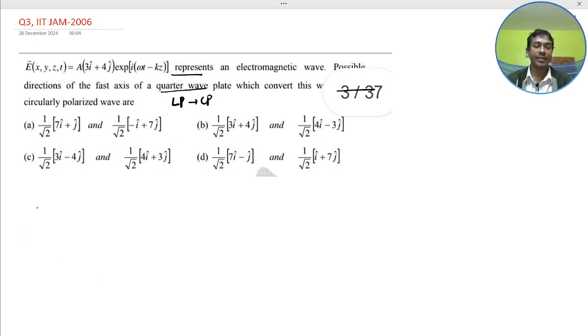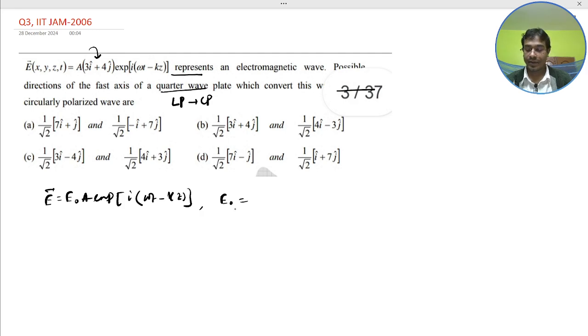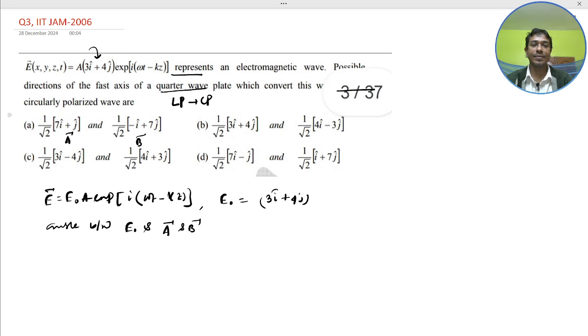So here given that E is equal to E naught A exponential i omega t minus kz, where the E naught is equal to this one, that the Ci plus 4j. So you have to find the angle between the E naught and A and the B. So this is A and this is the B.